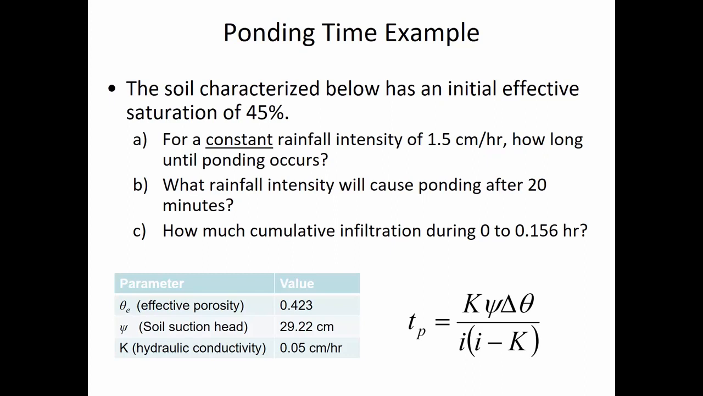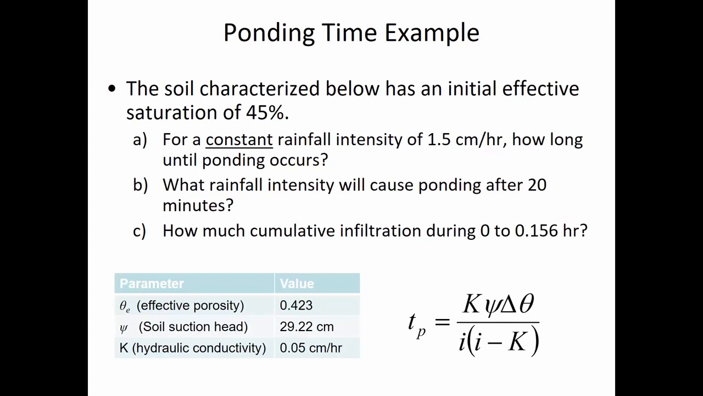So for part A, let's find out the time until ponding occurs. So we'll just substitute in these values here. The K value is 0.05 centimeters per hour. The suction, 29.22 centimeters. And the delta theta is 0.23265. And now I, 1.5 centimeters per hour. And then the difference between I and K, 1.5 centimeters per hour minus 0.05 centimeters per hour. So you can calculate the time of ponding directly. It's 0.156 hours.